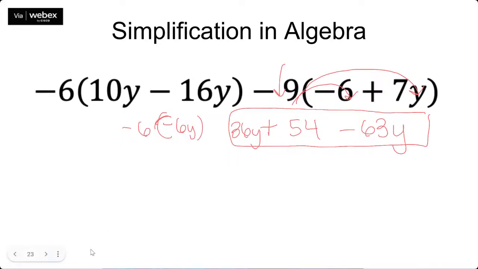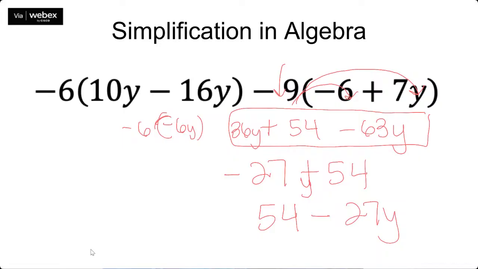So let's see. I have negative 27y plus 54. But you can also write this as 54 minus 27y. So negative 27y plus 54 or 54 minus 27y. That is the same answer. Sometimes you'll see it where you might have it this way, but the answer choice has it this way. It's the same thing, okay?